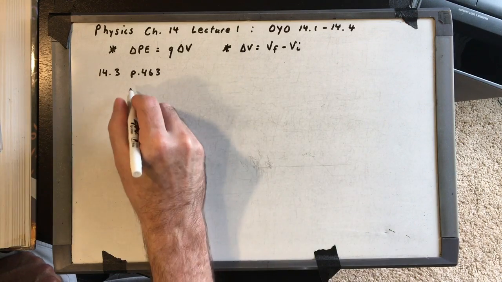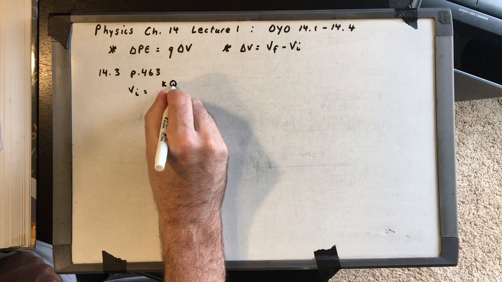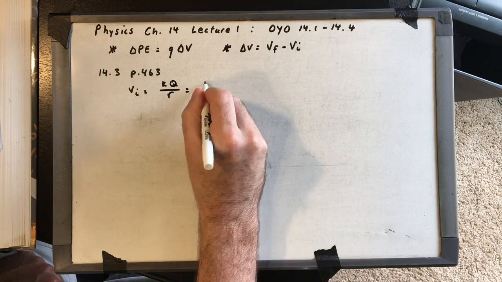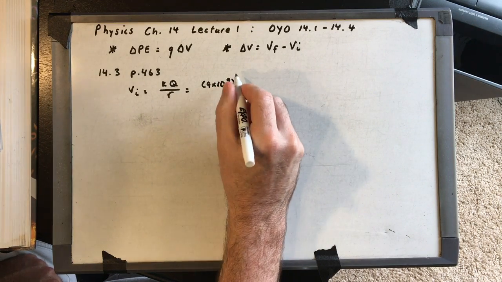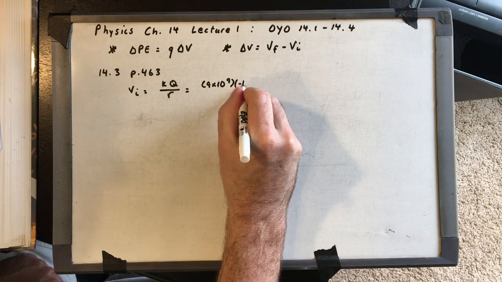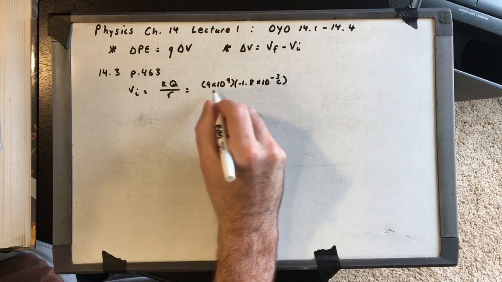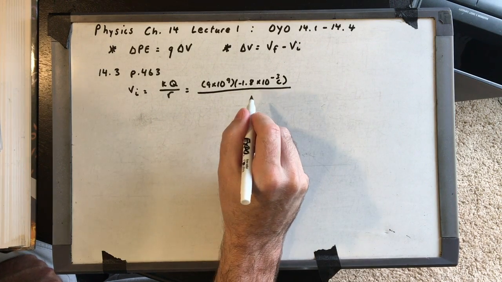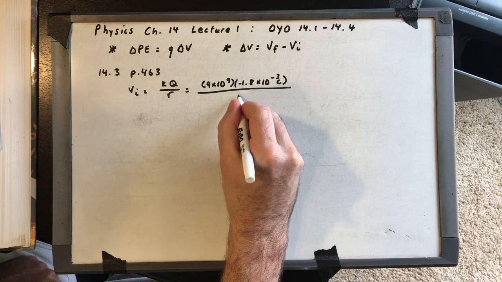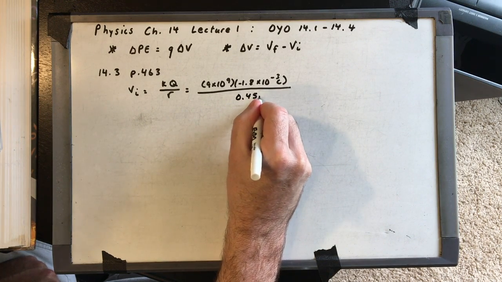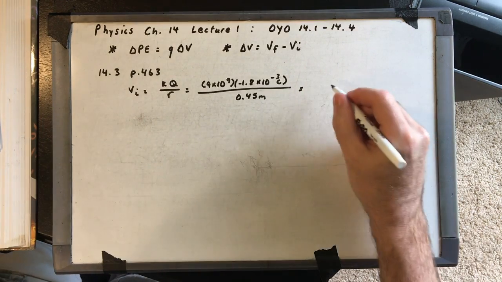Okay, well, let's get the initial voltage. That's K times big Q over R. So 9 times 10 to the 9th. The stationary charge is negative 1.8 times 10 to the minus 3, over the initial distance was 45 centimeters or 0.45 meters. So that's negative 3.6 times 10 to the 7th volts.